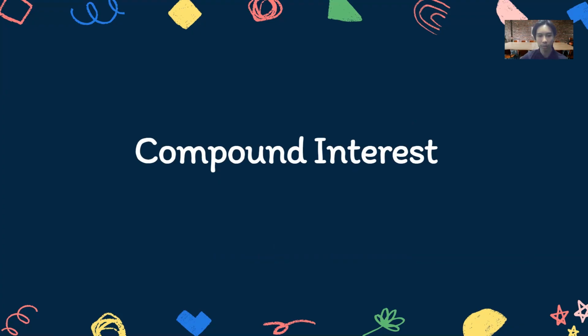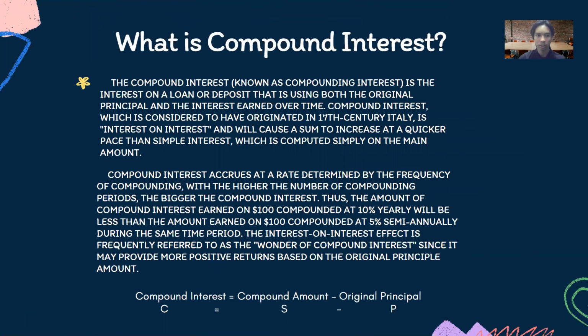Yusman. Next, my point is about compound interest. What is compound interest? Compound interest, also known as compounding interest, is the interest on a loan or deposit that uses both the original principal and the interest earned over time.